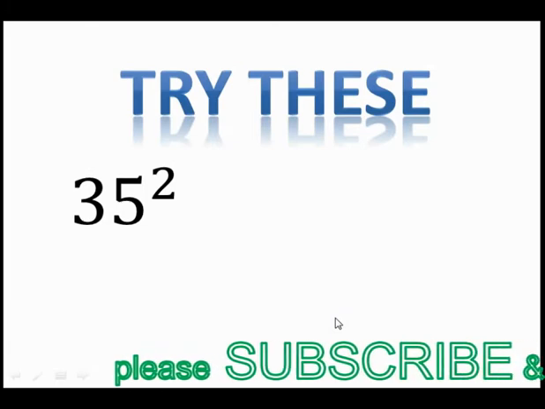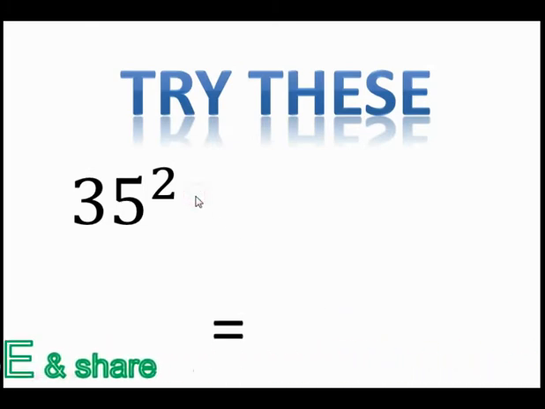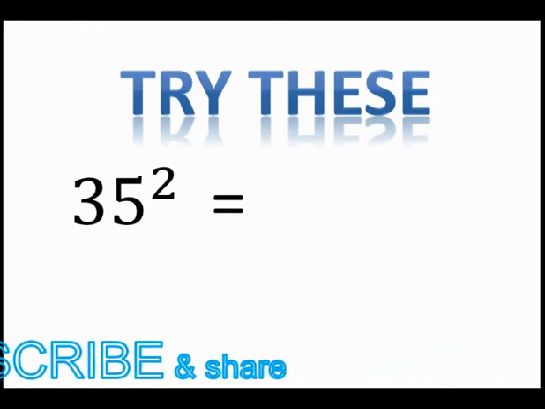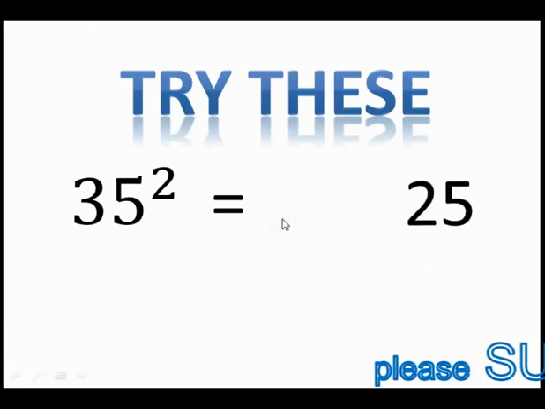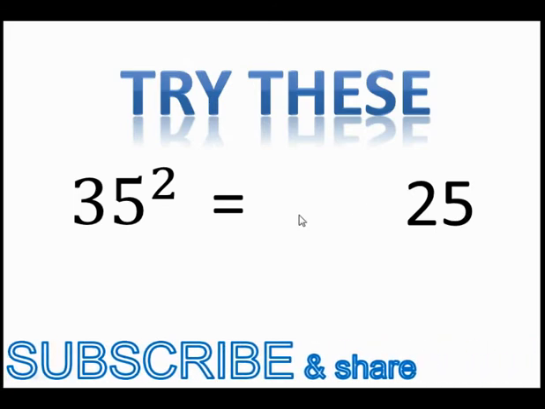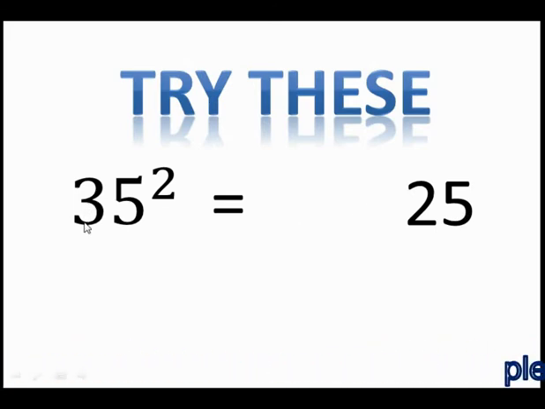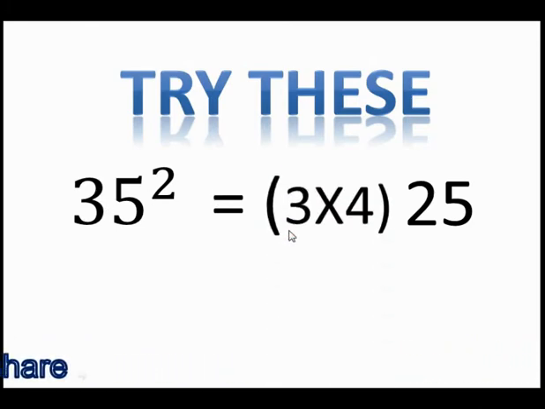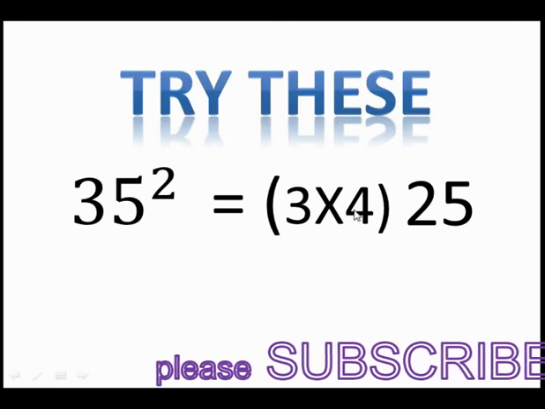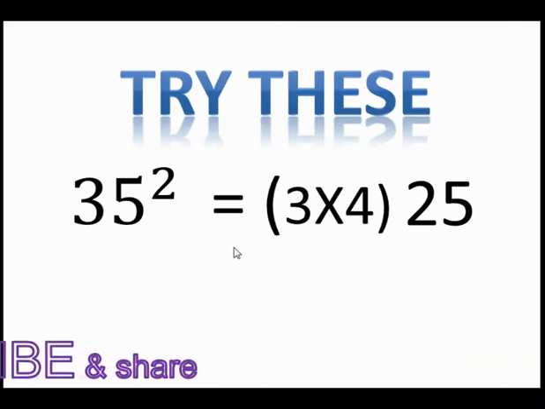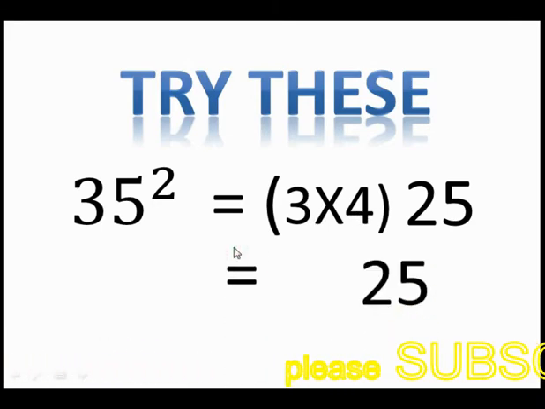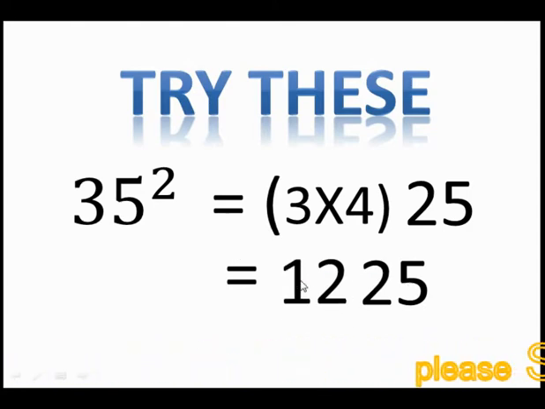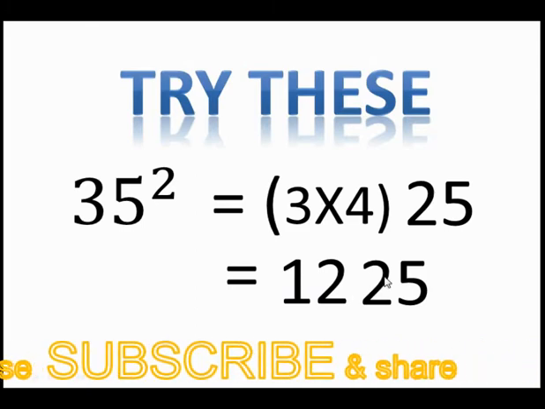Now what is 35 square? For finding 35 square also we can use the same trick. The last part of the answer is 25. For finding the first part, we have to multiply 3 and 3 plus 1, which is 4. That is, 3 multiplied by 4. We know 3 multiplied by 4 is 12. The last part is 25. So we can say the answer is 1225.